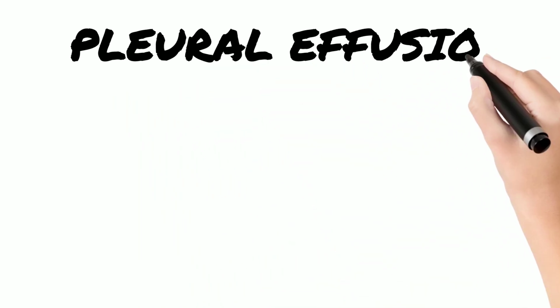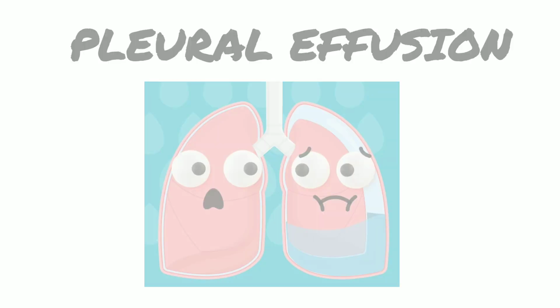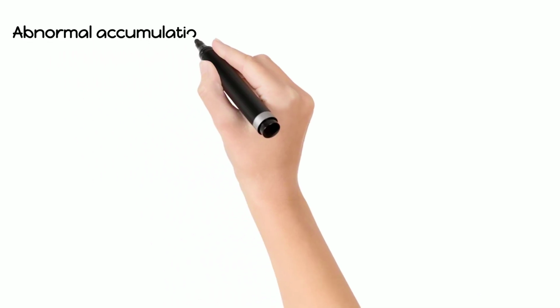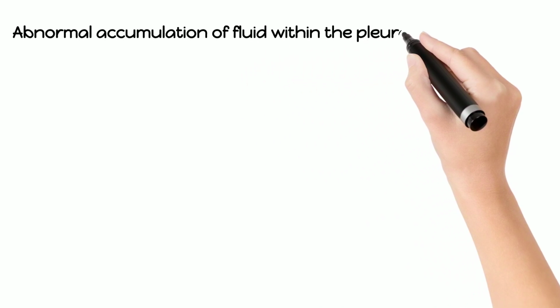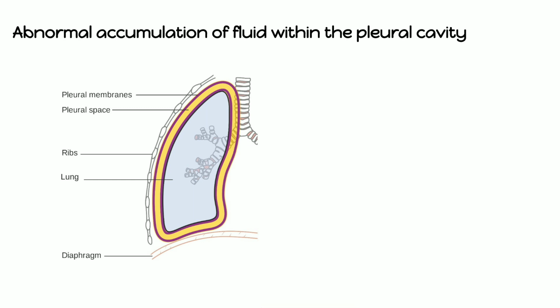Today, we are going to talk about pleural effusion. Pleural effusion is the abnormal accumulation of fluid within the pleural space. The pleural space is a thin cavity between the parietal pleura and visceral pleura.